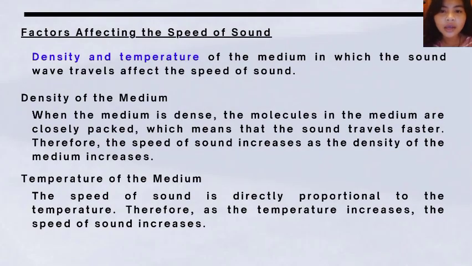So let us talk about the factors affecting the speed of sound. There are factors that affect the speed of sound aside from the medium. Of course, the density, and the additional one is the temperature. The density and temperature of the medium in which the sound wave travels affect the speed of sound. In terms of the density of the medium, as stated earlier, when the medium is dense, the molecules in the medium are closely packed, which means that the sound travels faster. Therefore, the speed of sound increases as the density of the medium increases.